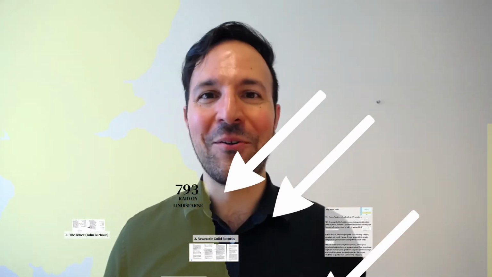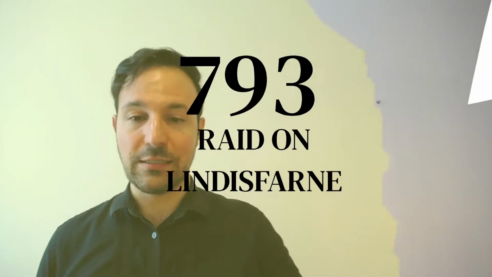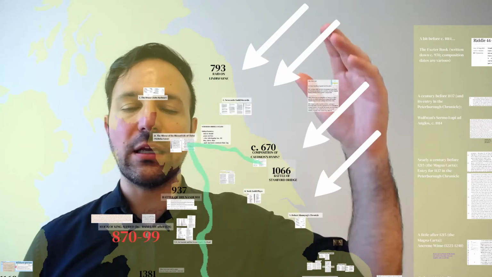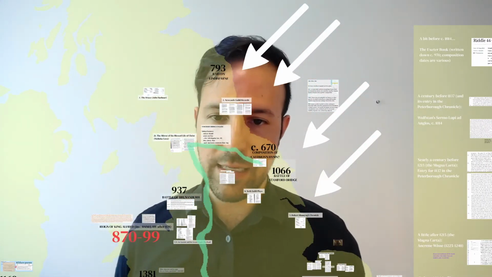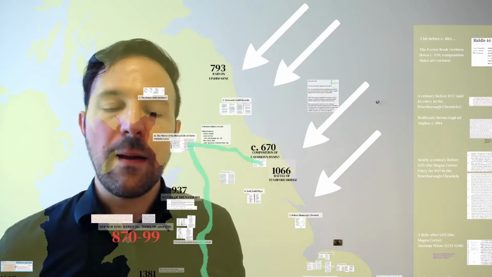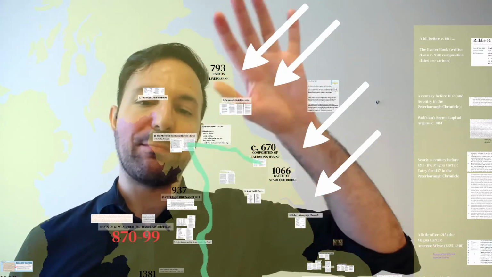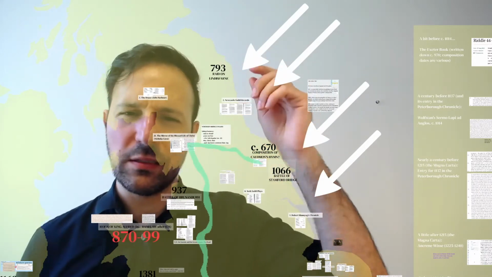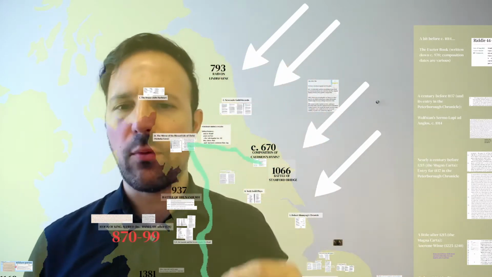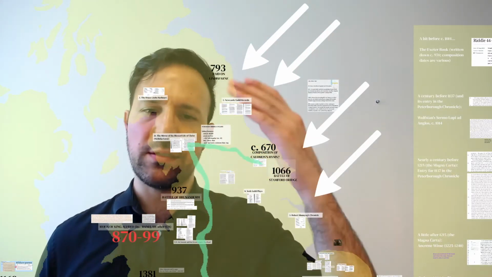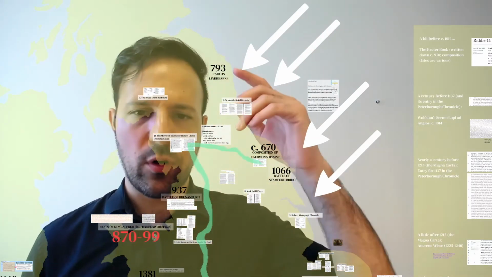But anyway, the important thing about the 793 raid on Lindisfarne is that it initiates what we might call the age of Viking raids into England. Now, Vikings had been raiding England prior to 793, but the raids pick up in frequency afterward, and 793 is a watershed moment because Lindisfarne is in many ways so important. It's an important monastery, and we have witness of what happened there in chronicle form.